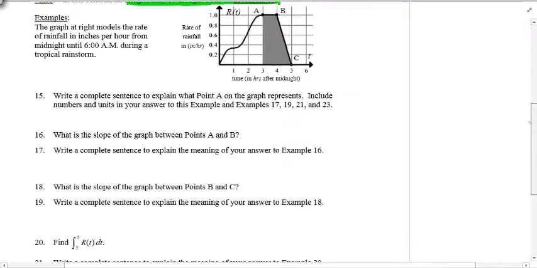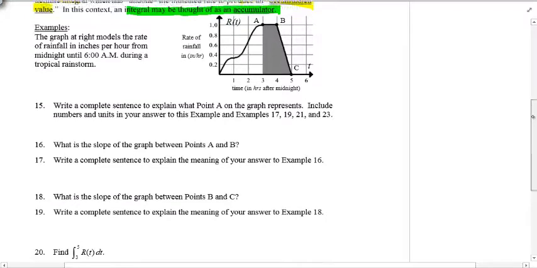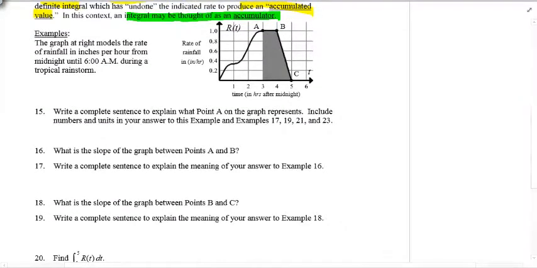And this is an example of a rate, because notice here the y value is the rate of rainfall. How convenient for us here in Vancouver or Burnaby. And on the x-axis is the time in hours after midnight. So it says the graph at the right models the rate of rainfall in inches per hour from midnight to 6 a.m. during a tropical rainstorm.